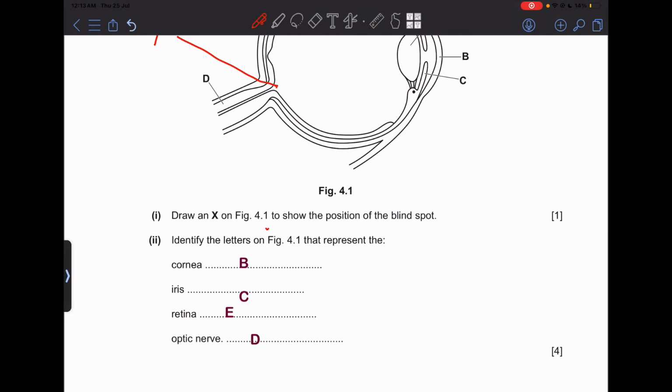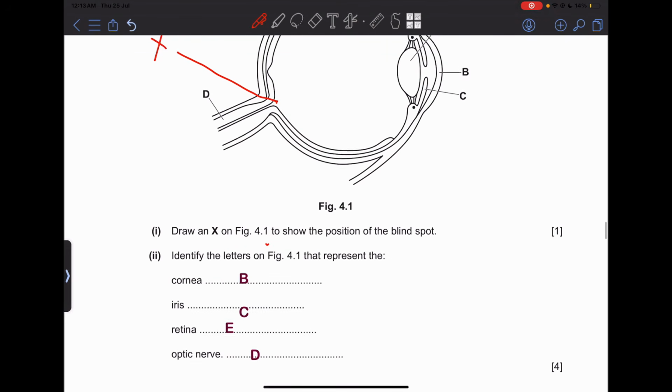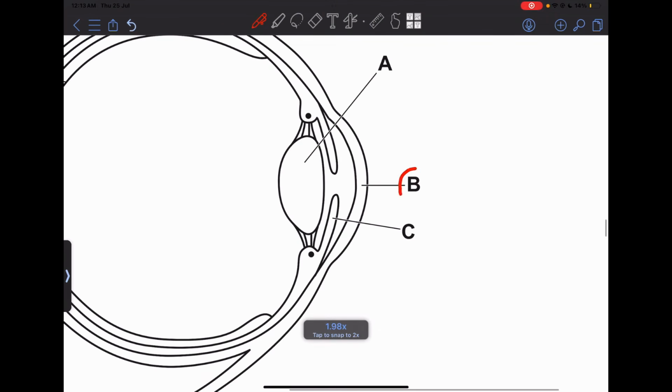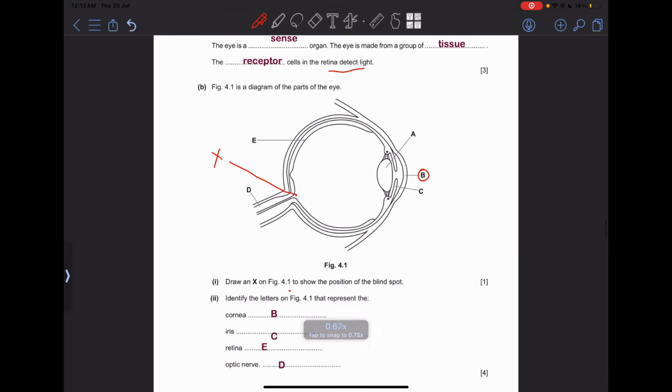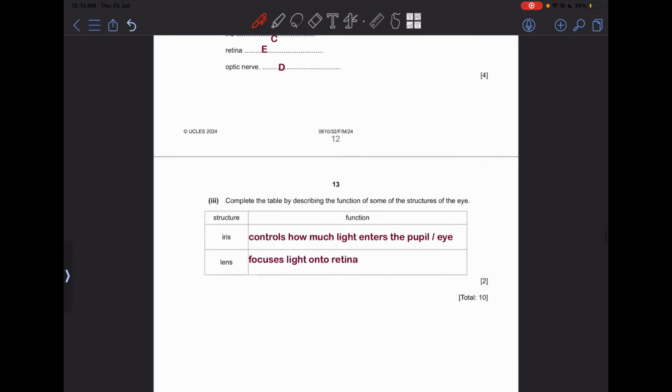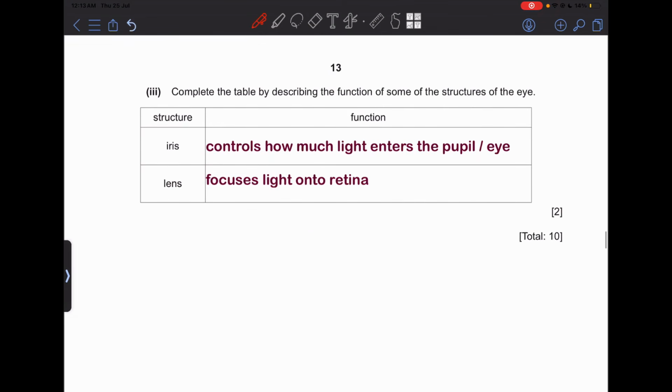Identify the letters on figure 4.1 that represent the cornea. Cornea is here at B, and let me zoom out. Okay, the iris is C, the retina is E, and the optic nerve is D. Now next question, the triple I says complete the table by describing the function of some of the structures of the eye. So this is memorization. You should have memorized this information. The iris controls how much light enters the pupil or the eye. A lens focuses light onto the retina.